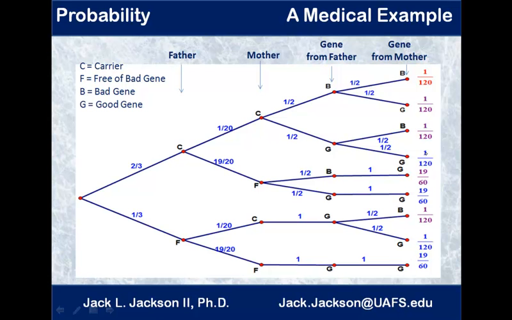If we add just the purple ones up, we'll get the probability that the child is a carrier. And the blue ones are possibilities where we ended up with two good genes, the 1/20th, the 19/60th, the 1/20th, and 19/60th. Add those together to get the probability that the child has both good genes.